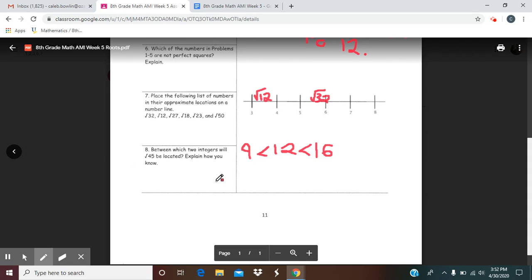All right, so that's pretty much the process for today. It's just a little bit of an introduction to square roots, practicing approximating where the number would be, and then practicing doing square roots of perfect squares.